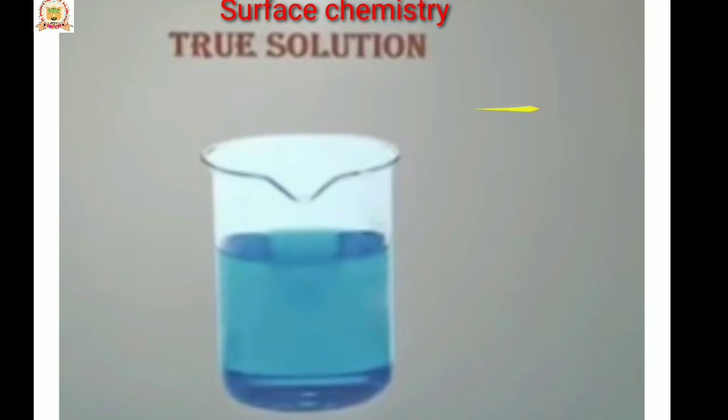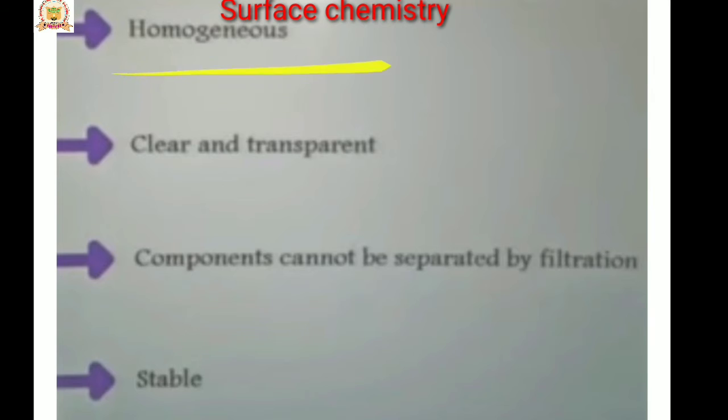Next, true solution. True solution is what? Homogeneous. The copper sulfate is completely dissolved in the water, so it is homogeneous. The composition is uniform throughout. This is clear and transparent. Components cannot be separated by filtration here because the components are completely dissolved. This is stable. True solution is always stable.